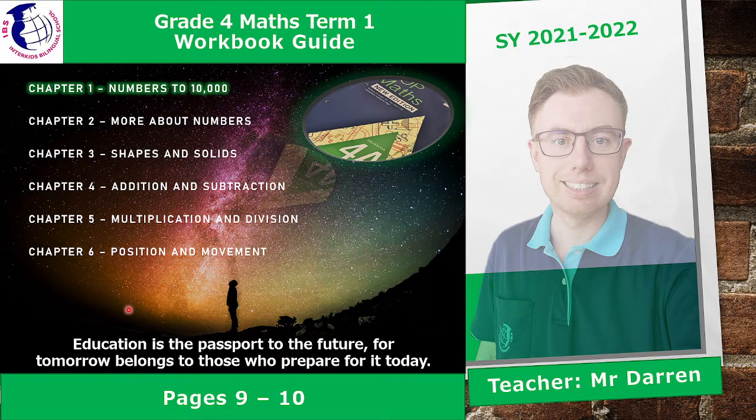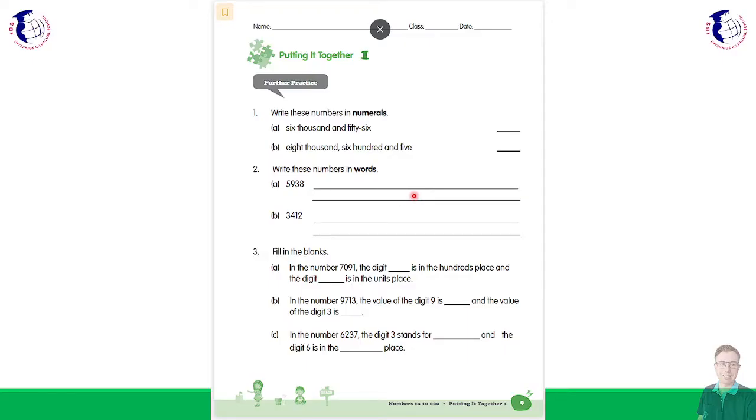On with the maths. Page number 9. Here we have to write these numbers in numerals. They're in words here, and all you've got to do is write them in numerals here and here. So you have 6,056 and 8,605, and those are your two numbers.